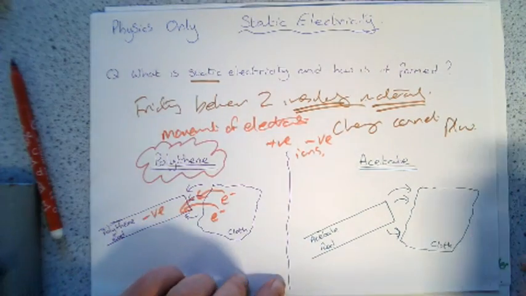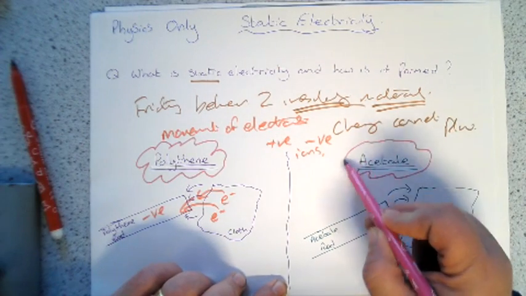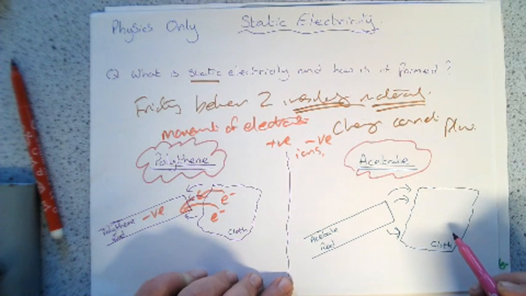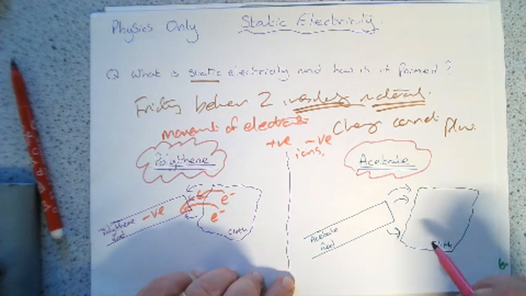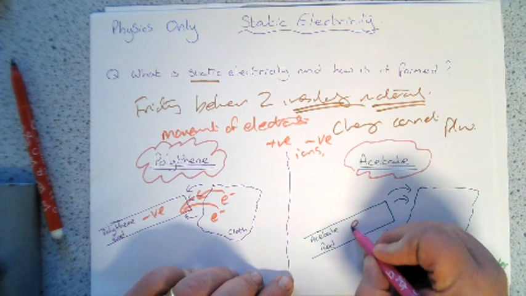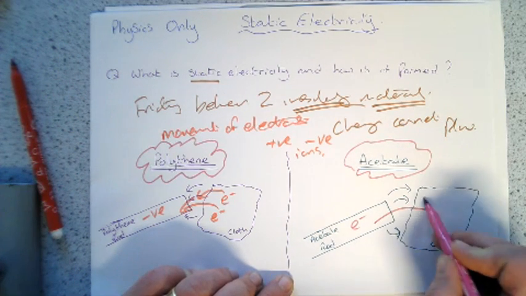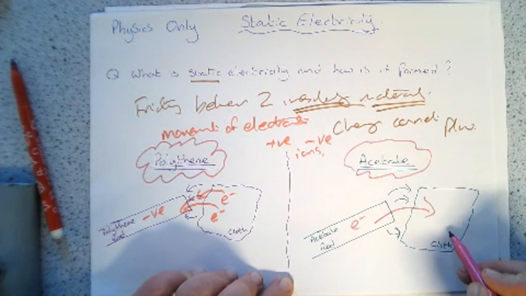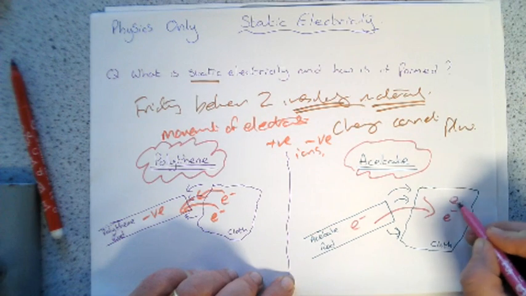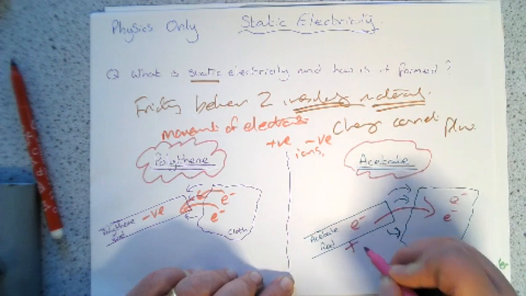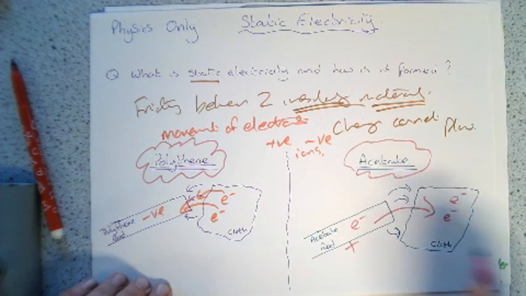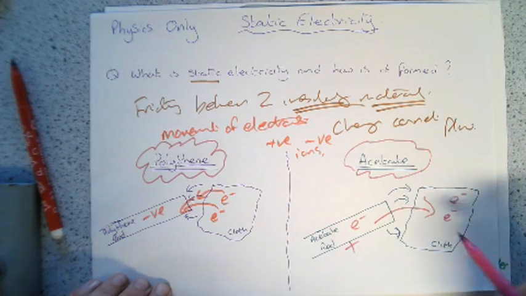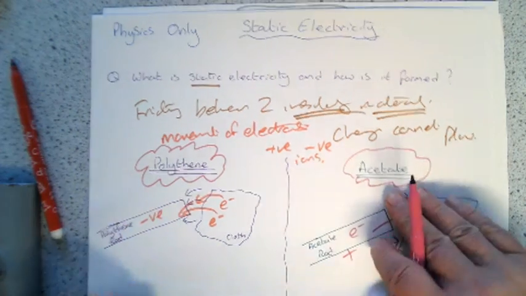Now, if we take an acetate rod and we rub our acetate rod with a cloth, what we actually get here is when we're rubbing the rod, the electrons move from the rod onto the cloth. Sorry, yes, move from the rod onto the cloth. So the cloth gains lots and lots of electrons, and the rod actually becomes positively charged. So just remember, when you rub a polythene rod, it becomes negatively charged. When you rub an acetate rod, it becomes positively charged.